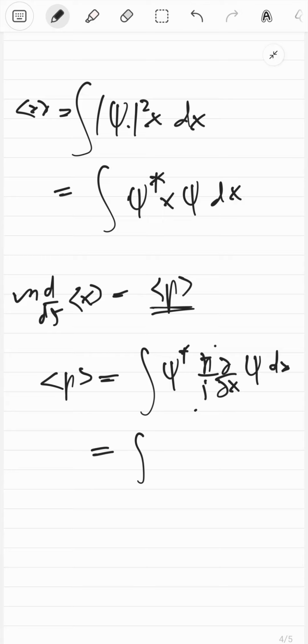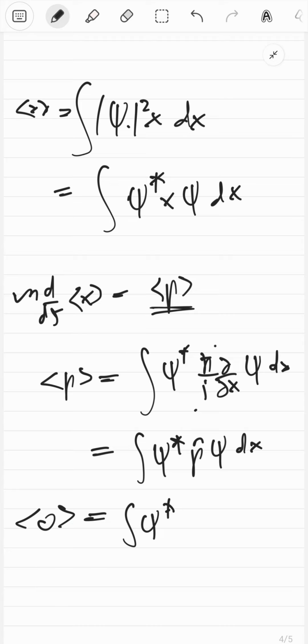By the way, just verify this equation for yourself, but it does happen. So you just have the integral of psi star p hat psi dx, right? And there you go. This is the basic rule that whatever observable you have, the expected value of that is just given as the integral of psi star, whatever corresponding operator you have for the observable, psi, and then dx. So this operator acts on psi, and then you do psi star and then that, right?